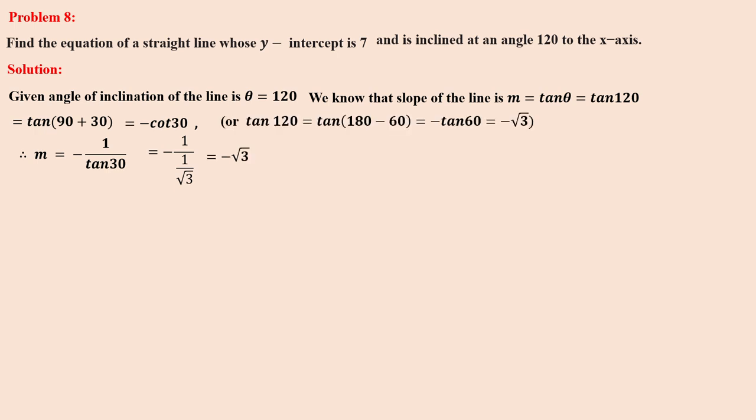Otherwise you can write it as 180 minus 60, which gives minus tan 60, that is -√3. You will get it directly, right?